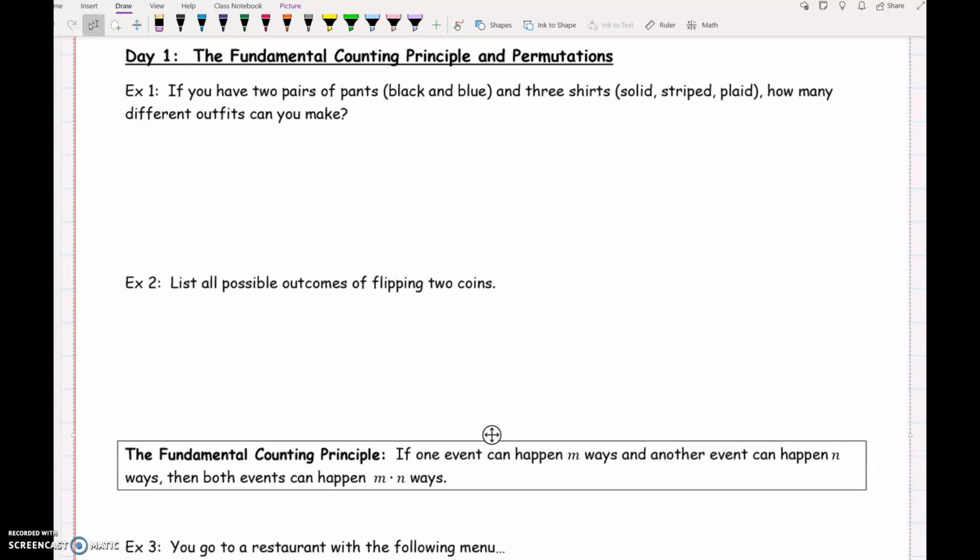things happen. For example, if you have 2 pairs of pants, let's say they're black and blue, and 3 shirts, solid, striped, and plaid, and for those of you who care, let's say that they all coordinate with each other no matter which you choose, how many different outfits can you make? So there's multiple ways to do this.